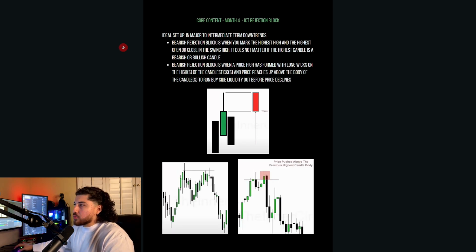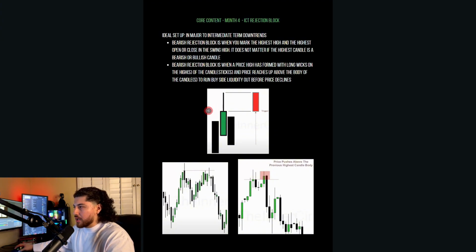Month 4, ICT rejection block. Ideal setup in major to intermediate term downtrends. Bearish rejection block is when you mark the highest high and the highest open or close in the swing high. It does not matter if the highest candle is bearish or bullish. Bearish rejection block is when a price high has formed with long wicks on the highs of the candle or candlesticks, and price reaches up above the body of the candle or candles to run buy side liquidity out before price declines. So all we're doing here is marking up the wicks before price reversed on lower.